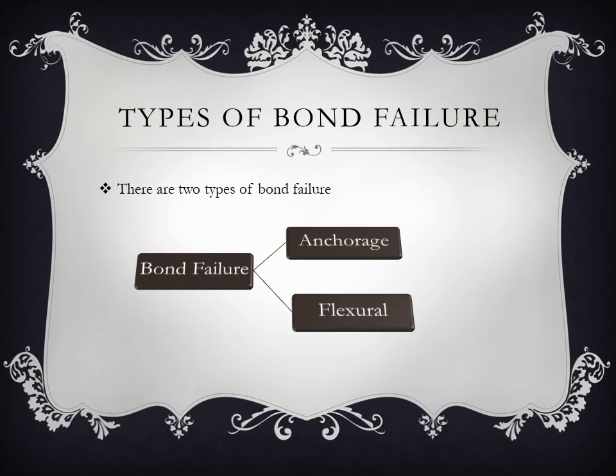Now there are different types of bond failures that occur, and we'll be looking into both the types of bond failures. One is anchorage failure, the second is flexural failure. Now let's look into each of it in detail.